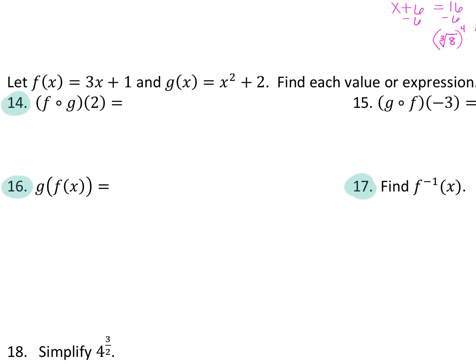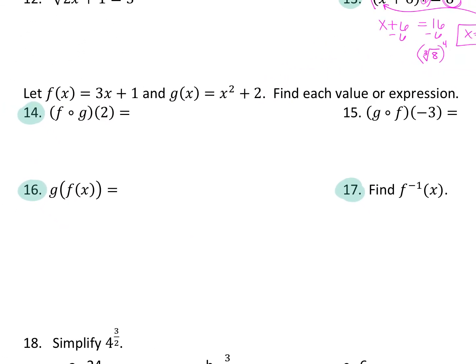Number 14, f of g of 2. Where do you start on these? F or G? You start on the inside. You start on the G, right? The inside one is first, and then you move to the outside one. So we start with finding G of 2. So G of 2 is 2 squared plus 2. 2 squared is 4. 4 plus 2 is 6. So G of 2 is 6.